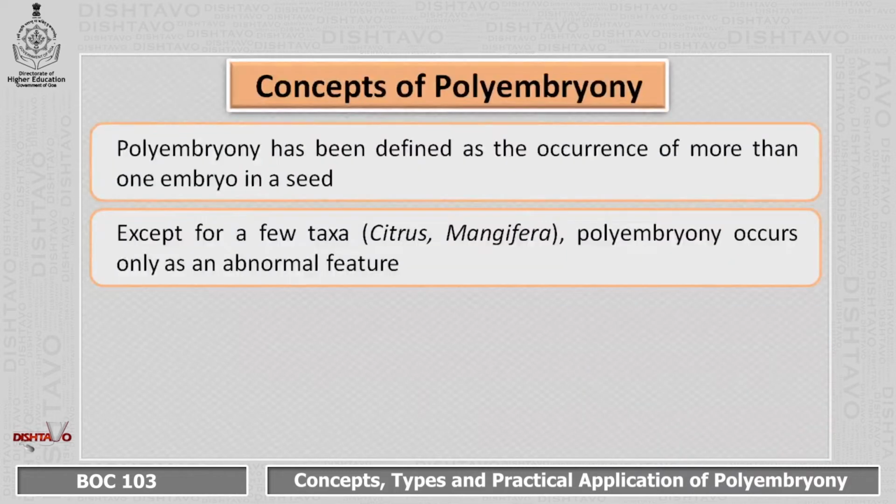Concepts of polyembryony. Polyembryony has been defined as the occurrence of more than one embryo in a seed. However, the additional embryos do not always mature. They may remain arrested at very early stages or may degenerate in the course of seed development. Except for a few taxa, polyembryony occurs only as an abnormal feature.